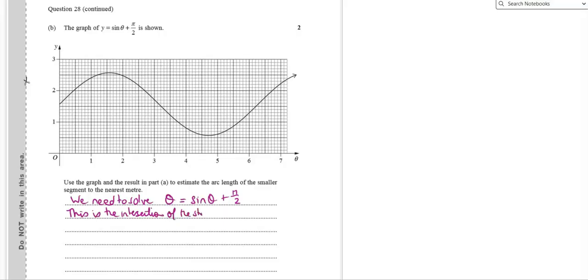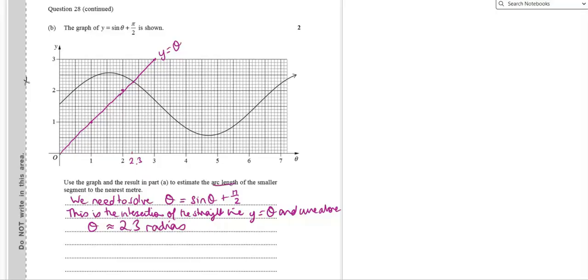of the straight line y equals theta and the curve above. So let's do that. Let's draw a straight line which is y equals x, and it is the line y equals theta. It will intersect with sine theta plus pi on 2 here, which is 2.3 radians. The solution, theta, is approximately 2.3 radians.